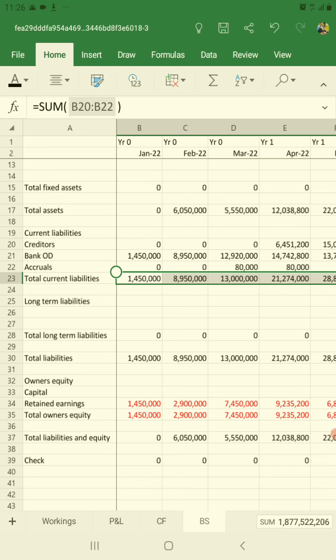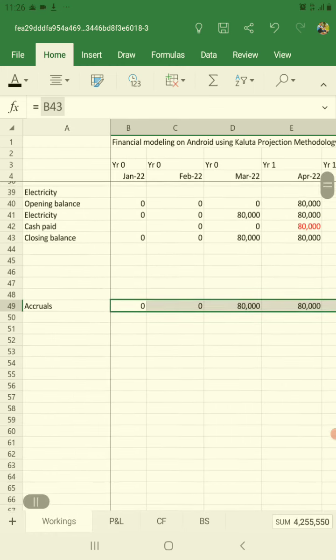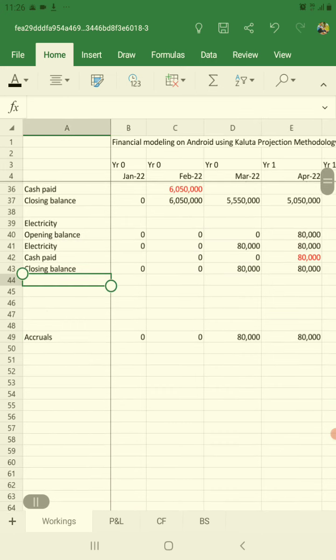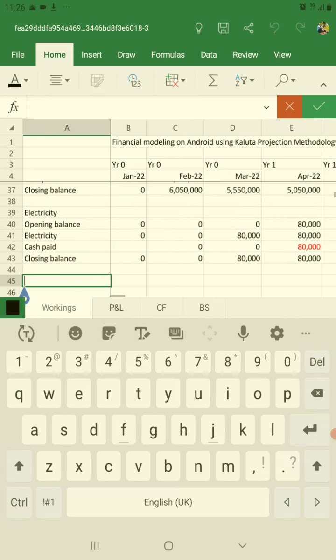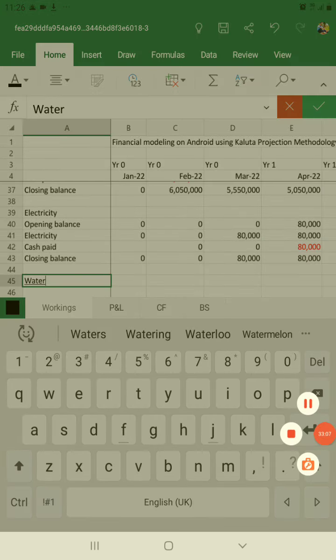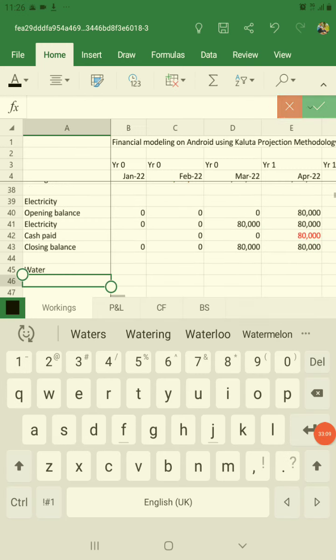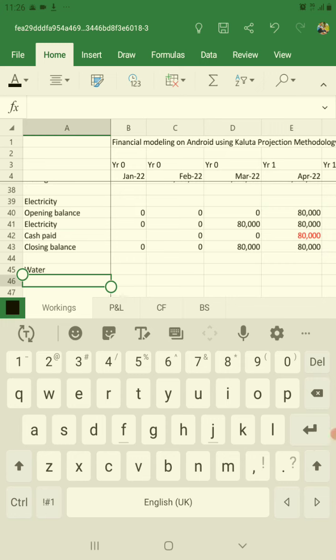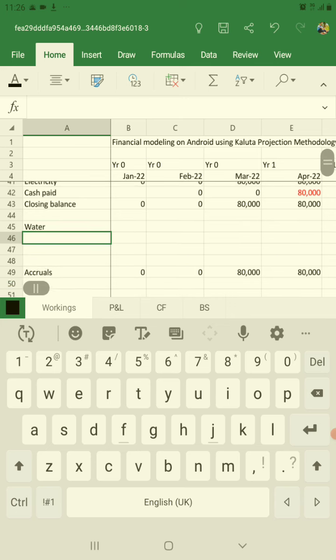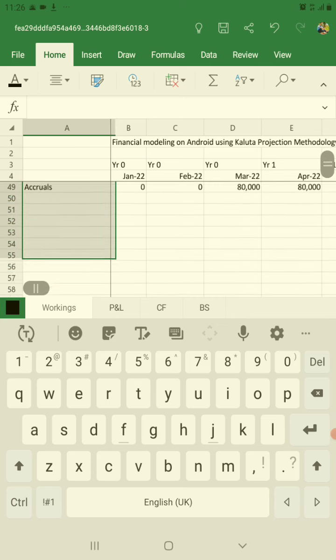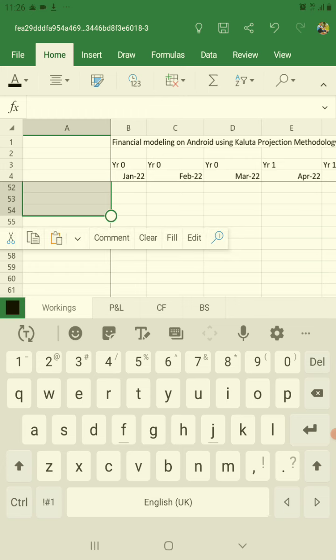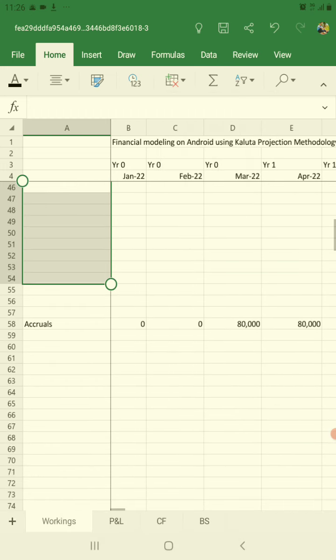Let us proceed. We were done with electricity. Now let us introduce the next one, which was water. Water, and let me insert some rows here. Insert rows.